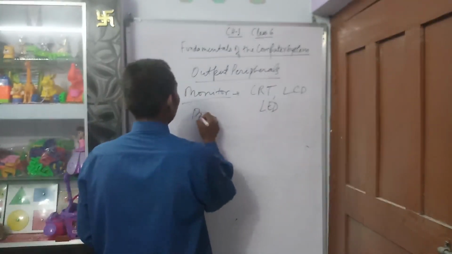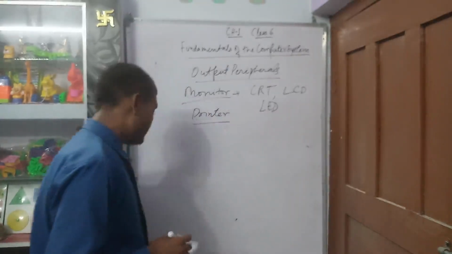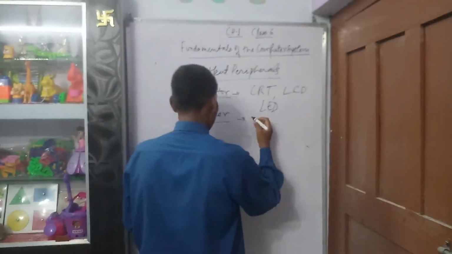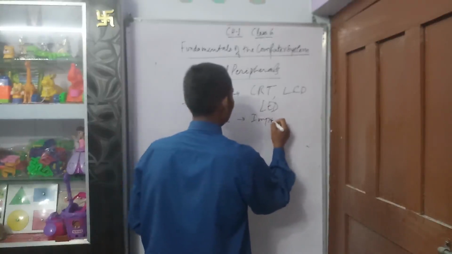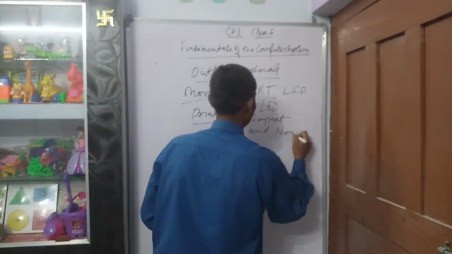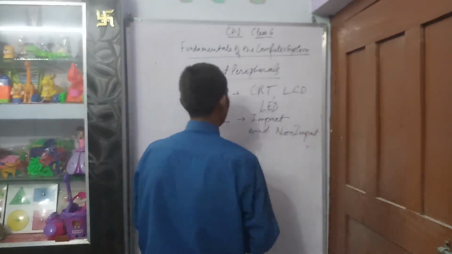Next is the printer. The printer is also an output device. Printers are of two types: impact and non-impact.